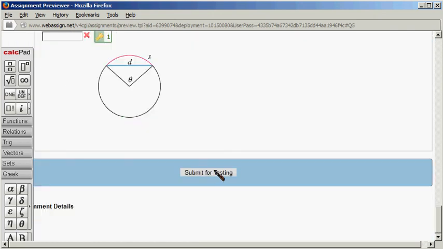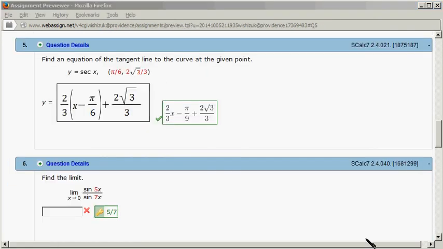Let's check. Submit for testing. It came back, and even though it looks a little different, because here the 2/3 is distributed, it is exactly the same thing. That's it. I hope that this was clear.